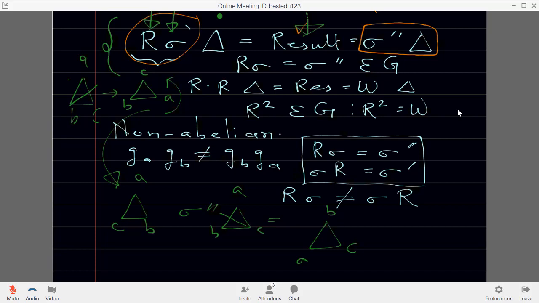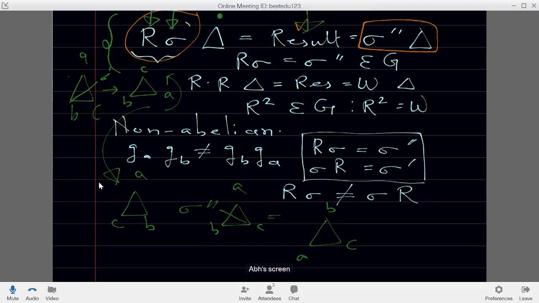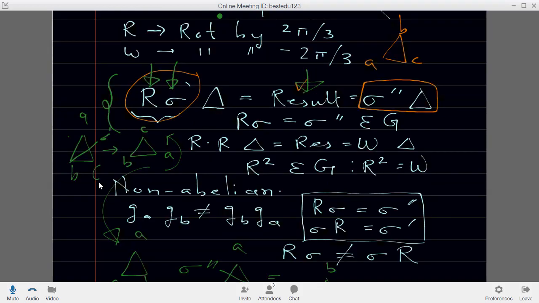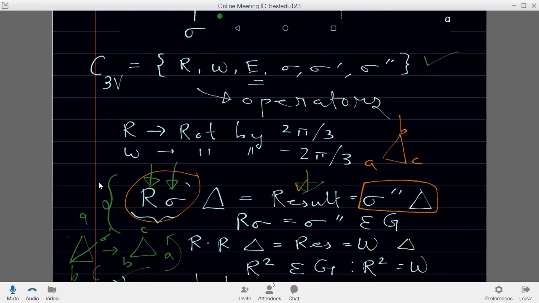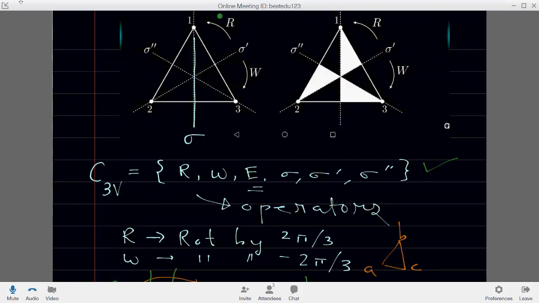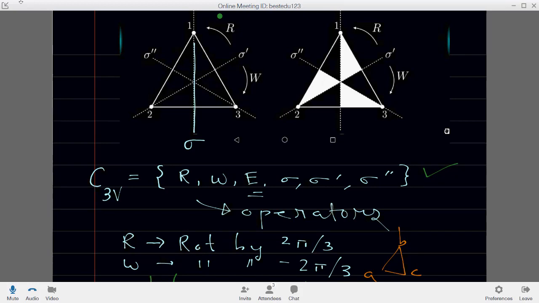Vikram, can you find the mistake? Try. Just first apply sigma prime, then R. Sigma prime will make this 3 and this 1, and then R will rotate it, and then this will become 1, and this will become 3, this should become 2, and sigma double prime will make this 1 and 2.